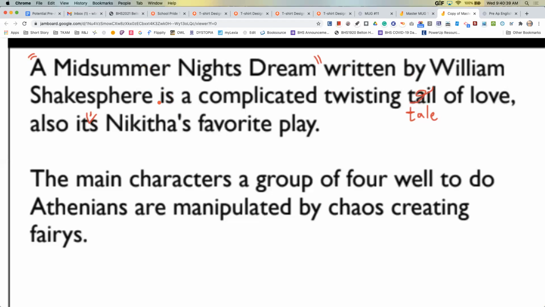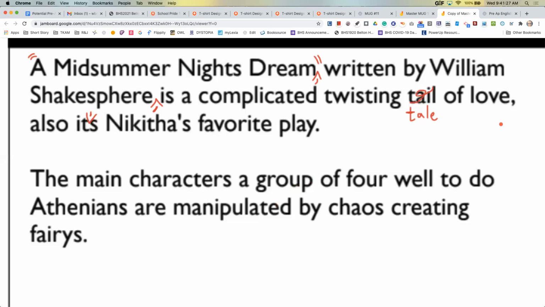Yeah, we can add commas because it's additional information that is not grammatically necessary for the sentence to make sense, right? Because if I just said A Midsummer Night's Dream is a complicated, twisting tale, that still makes sense and is still grammatically correct. So the comma has to go inside the quotation marks here, and then it would go after the last name here. Okay. An appositive phrase adds more information, but it's not necessary for the sentence to make sense. Okay.